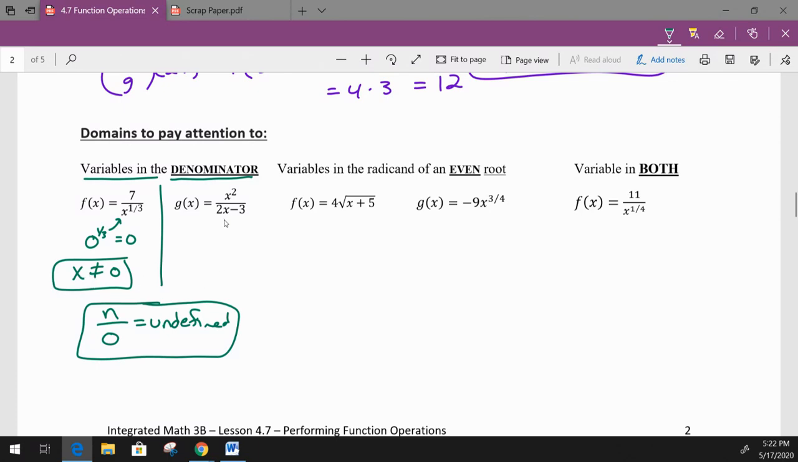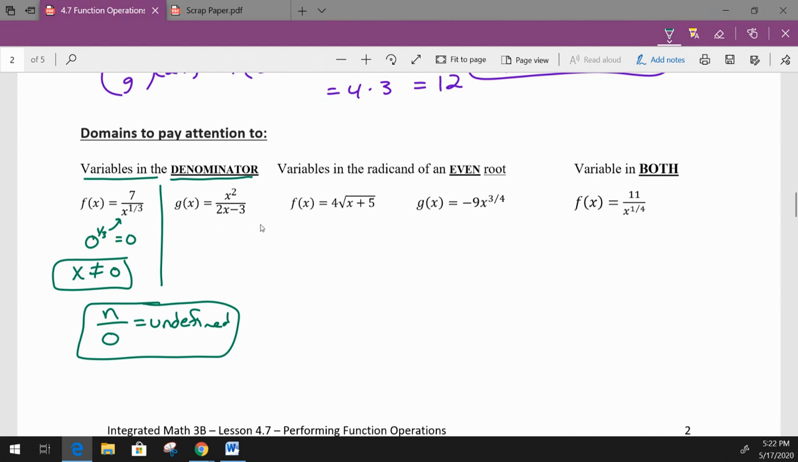In this next example, though, if we were to put 0 in the place of x, 2 times 0 minus 3 would equal -3. So substituting 0 in the place of x does not give us a denominator of 0. So what does give us a denominator of 0?